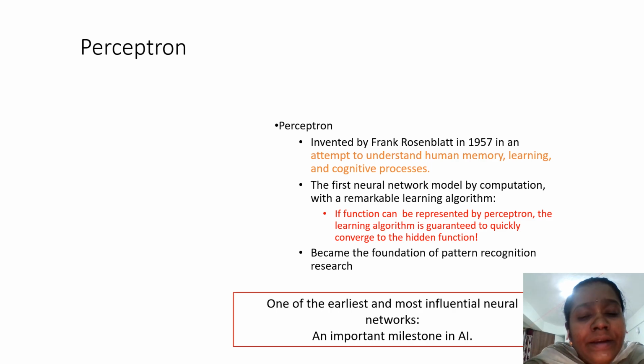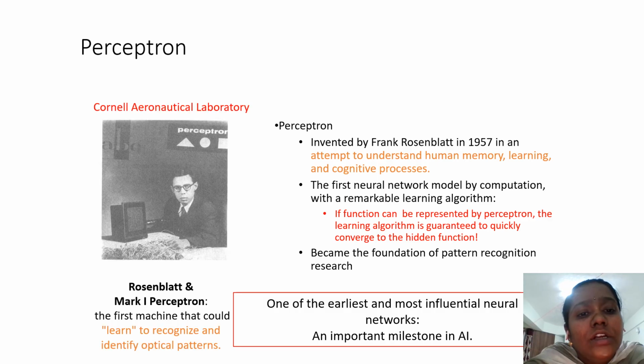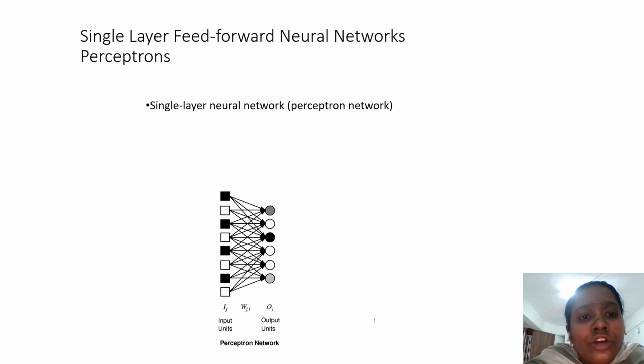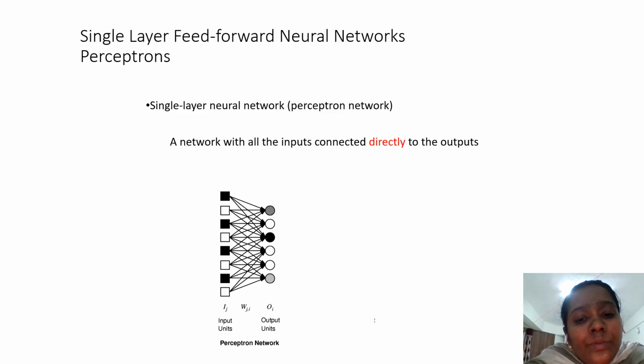When we talk about the perceptron, the most beautiful thing is the hidden layer and the response layer that is used. This was the Rosenblatt Mark I, used for perceptron identification. Rosenblatt's paper: The Perceptron, a probabilistic model for information storage and organization in the brain, Psychological Review, volume 65, number 6, pp. 386-408, November 1958. So this is a single layer feed forward neural network, the perceptron, with input and output units.